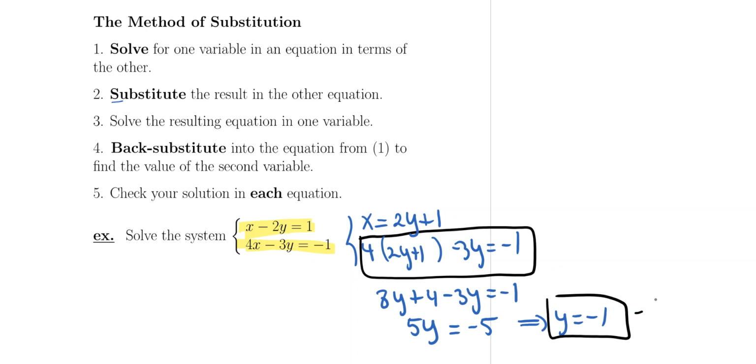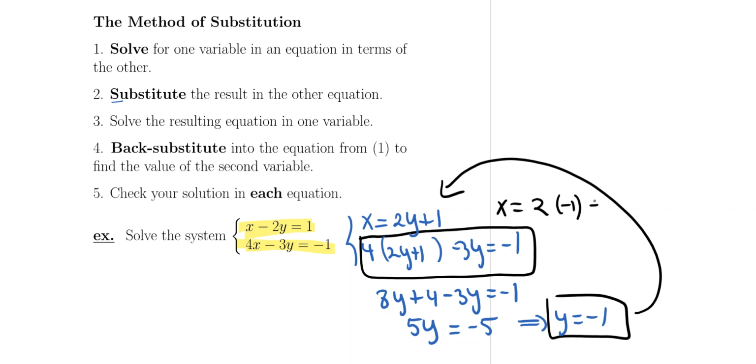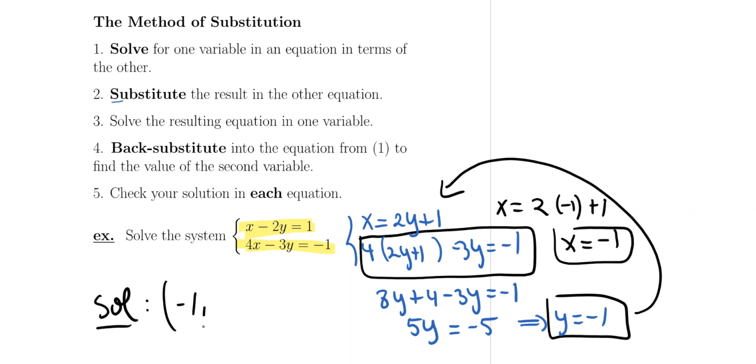And now I go back to my substitution to get x. So x now is going to be 2 times y, but y is negative 1 plus 1. So that will give me that x equals negative 2 plus 1, negative 1. So the solution is the ordered pair negative 1, negative 1.